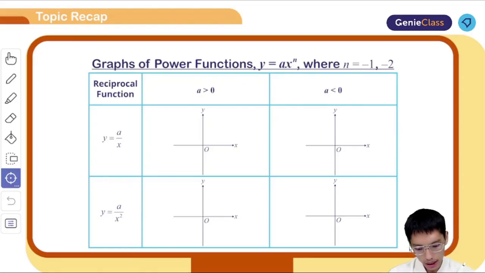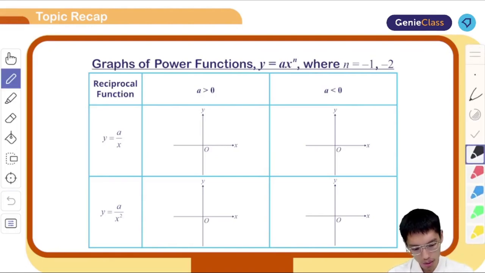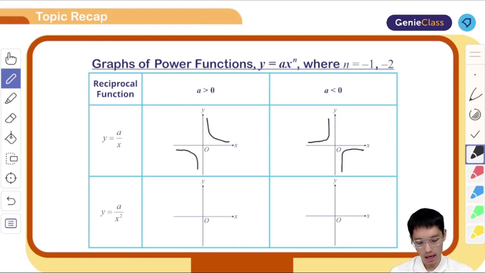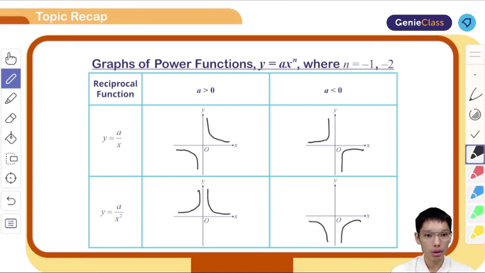Next up, reciprocal functions, a more than 0. What do I have? I have this part of the curve over here, this is a over x. If a is less than 0, the other way, reflection about the y-axis. For a over x squared, what will I have? I hope you realize both will be pointing up because all your y values will be positive. The other one is all your y values will be negative.